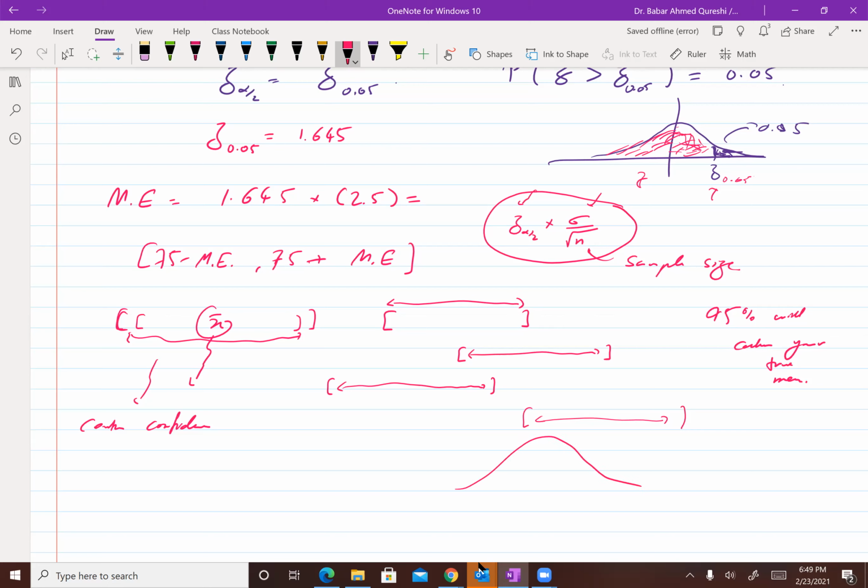If I say something with more confidence, I'm going to further ends, so the value of this Z alpha by 2 increases. So if I trade off some confidence, the size of this confidence interval will become smaller. But if I want to have more confidence, then the size will increase. Any question?